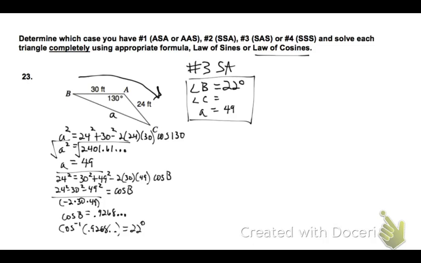Now to find angle C, we can just simply subtract the two angles that we know now from 180 degrees. So we'll subtract the angle we just found, which is 22, and 130 degrees, and we'll be left with 28 degrees. And then you can do that same check. Just make sure that the smallest side is across from the smallest angle, and so on.